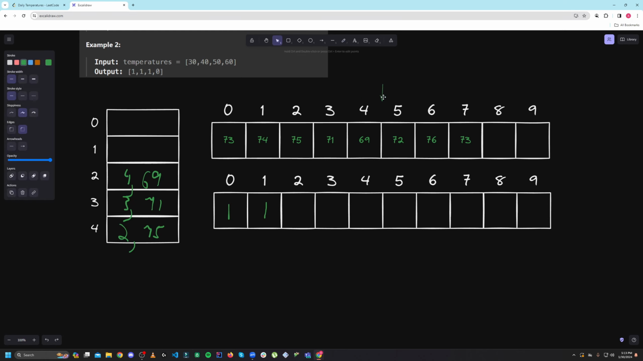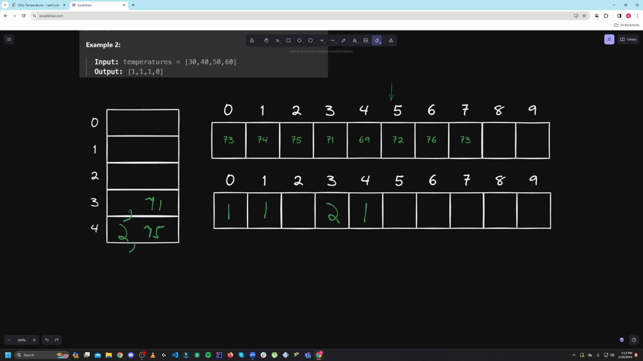Now we get to 72. Is 72 bigger than the top of our stack? Yes, it is. 72 is bigger than 69. It has an index of 5, and 69 had an index of 4, so that's 1 day apart. So for 4, we will write 1 and get rid of that element. Then is 72 bigger than 71? Yes, it is. 71 had an index of 3, so these are 2 days apart. So for index 3, we will write 2. And finally, is it bigger than 75? No, it's not. So we'll just add on the 72 now with an index of 5. Whenever you're done getting rid of elements, you will always push the item onto the stack.